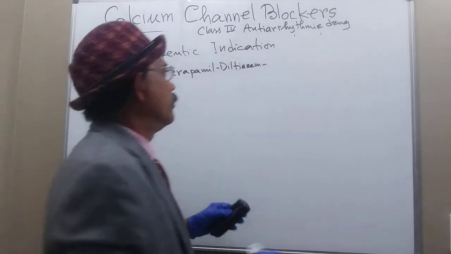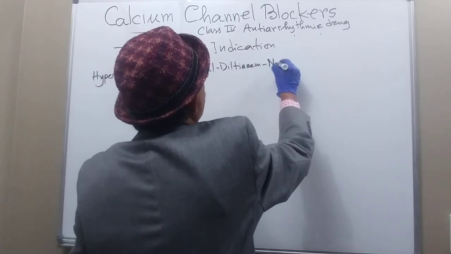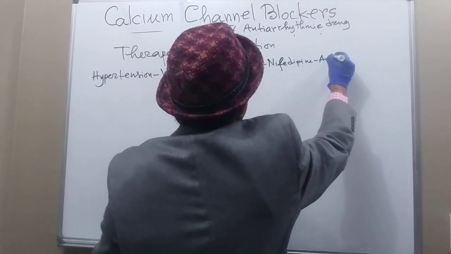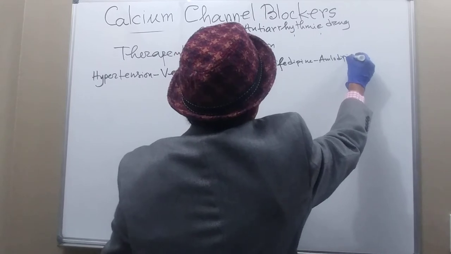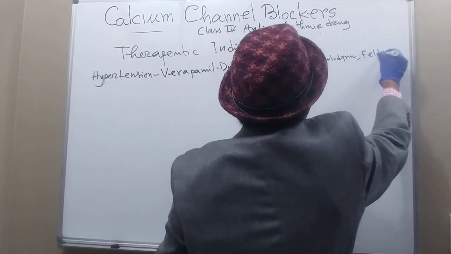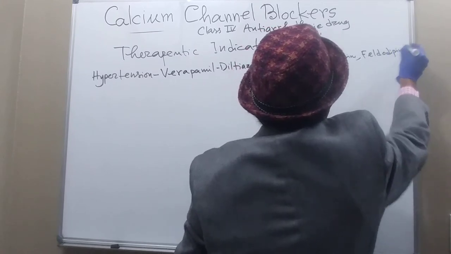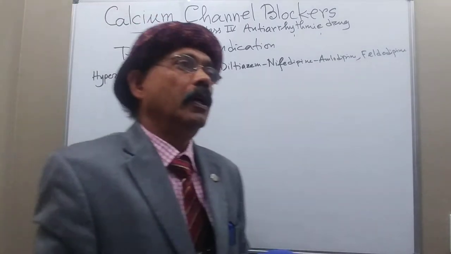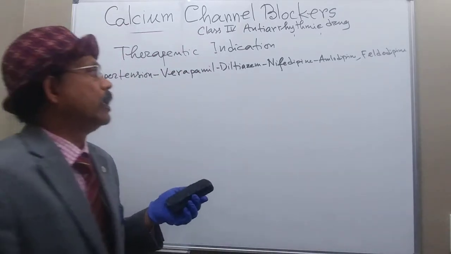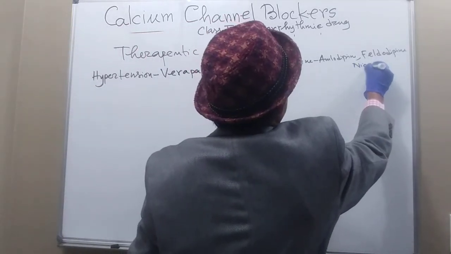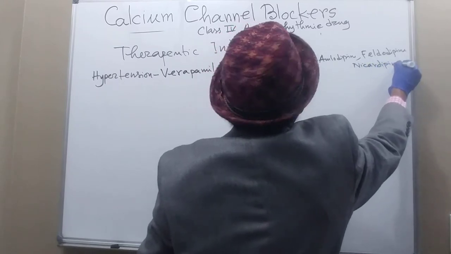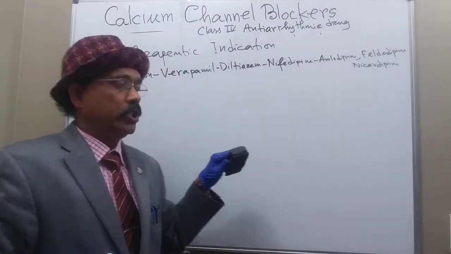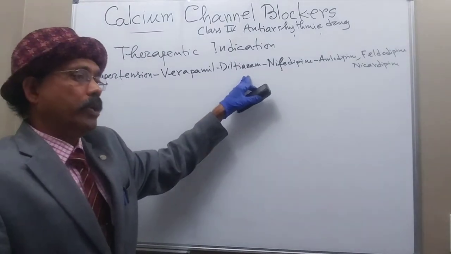And then the dihydropyridines like nifedipine, amlodipine, felodipine. Okay, we got these drugs. We will also get other drugs like nicardipine. Okay, they all actually decrease the blood pressure. So all of them are antihypertensive drugs.